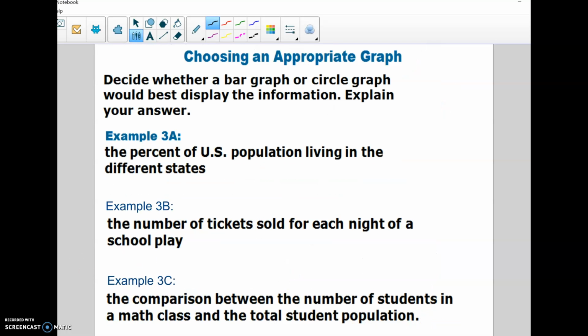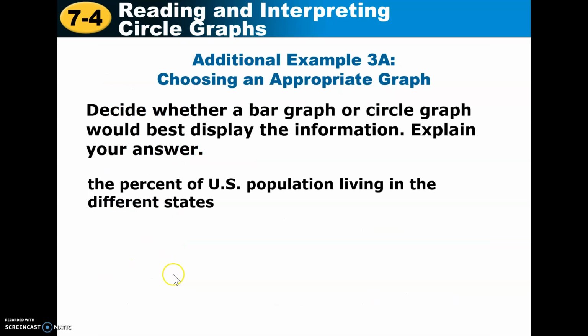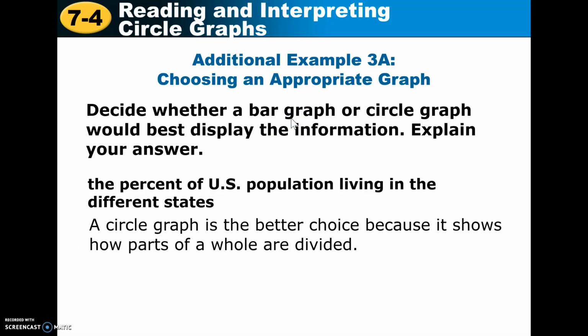Alright, last part is decide whether a bar graph or a circle graph would best display the information, and then explain your answer. The percent of U.S. population living in different states. Well, they're talking about percent or part to the whole, so that would be a circle graph. What you would do is say circle graph and say something about how it shows how parts of the whole are divided, or it talks about the percent for different states.